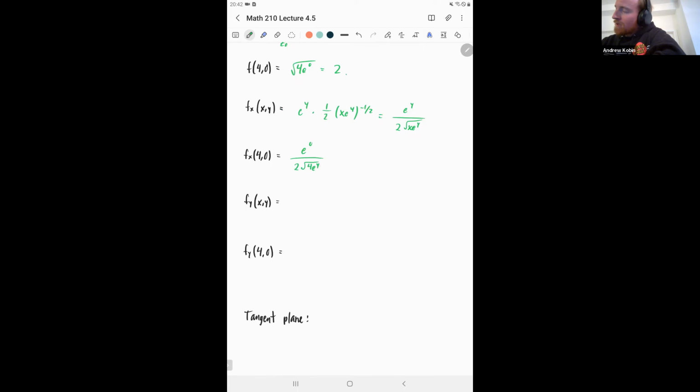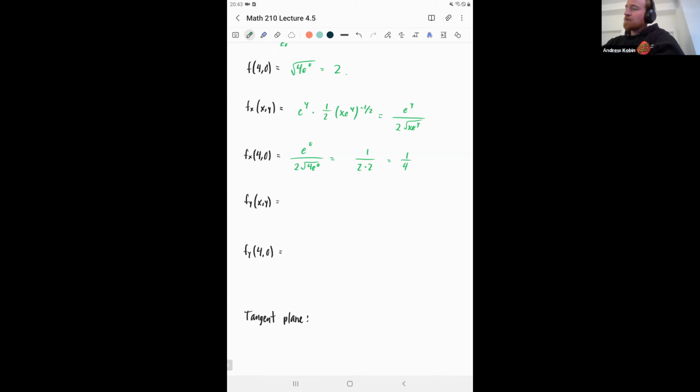4 e to the 0. All of the e to the 0s are just 1. So I really have 1 over 2 times root 4, which is 2. So that's going to give me 1/4. And that's going to be the slope in the x direction, or the slope of the tangent line through 4, 0 if I hold the y value constant and equal to 0.